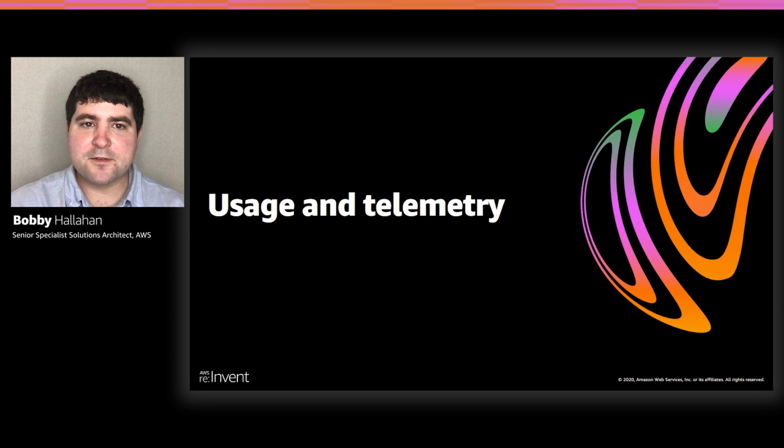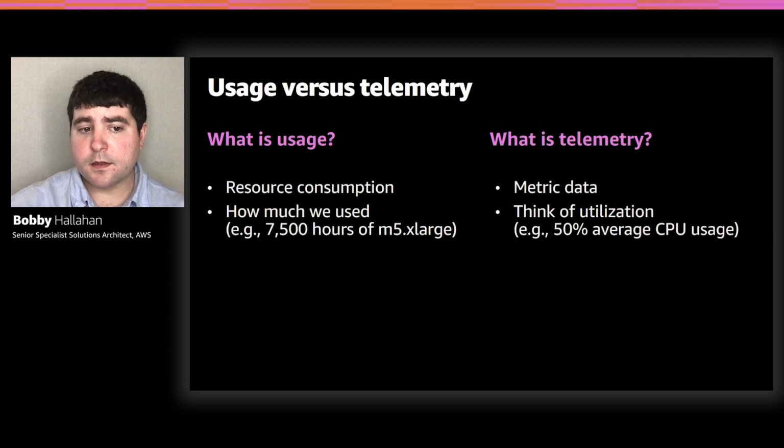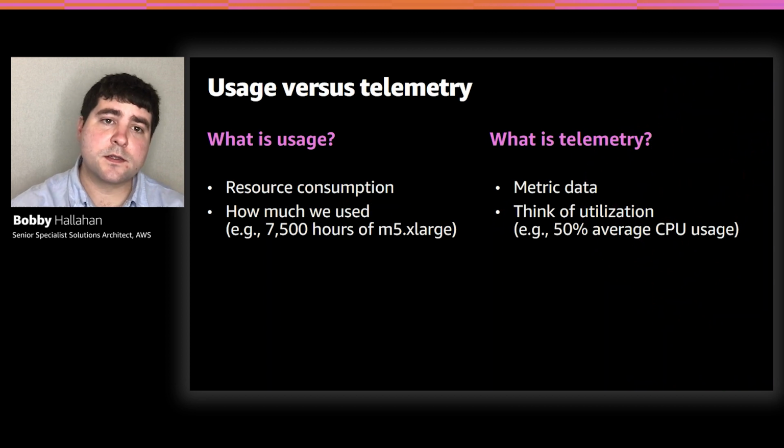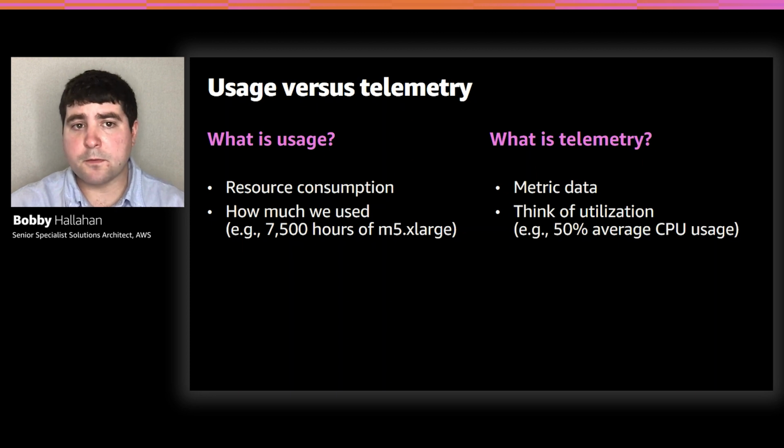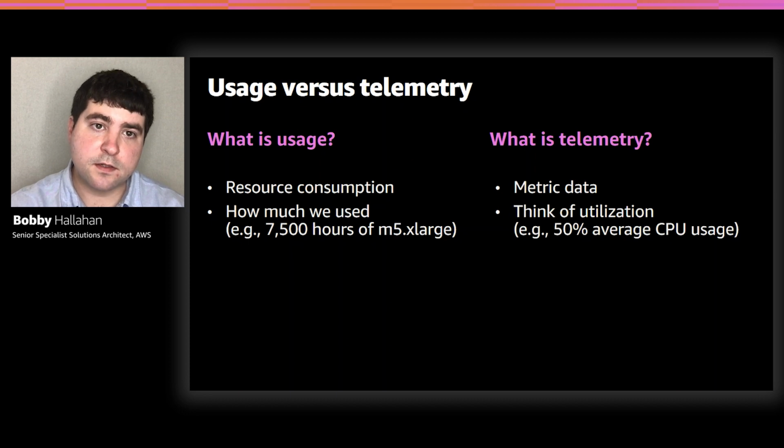So this is where we come to talking about usage and telemetry. Specifically, where I'd like to start is: what do we mean by usage versus what do we mean by telemetry? In short, when we think usage, we want to think of anything that would show up in the cost and usage report. So any type of usage type, really. Think anything that we were billed for and how much of it we used, thinking 7,500 hours of an M5 XLarge EC2 instance running. You could consider that as usage.